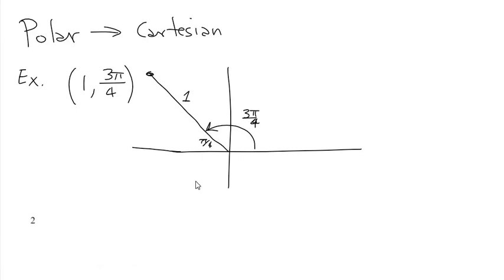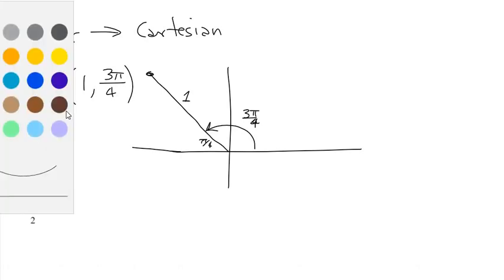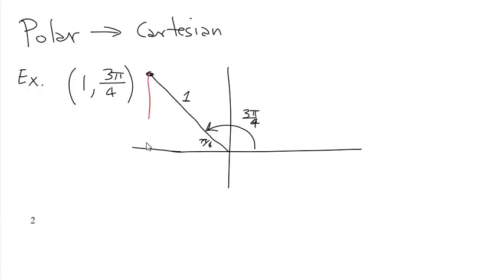All right. Well, what do I need to know to get the Cartesian coordinates? Well, I need to know these distances, right? I need to know how far I am to the left of the origin, and then how far up I am from the x-axis. I need to know these two values. That's the x, and this is the y.